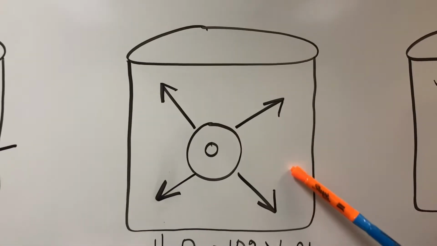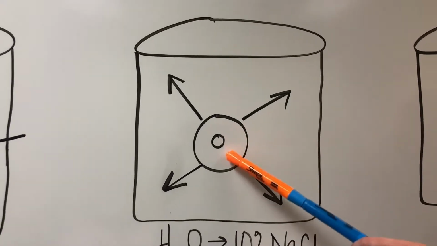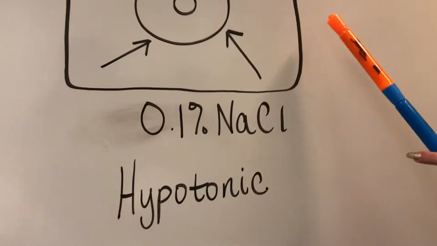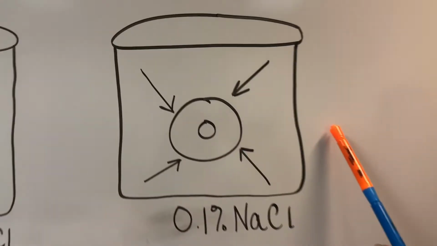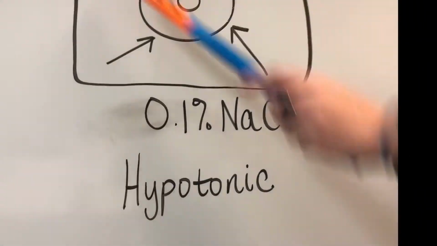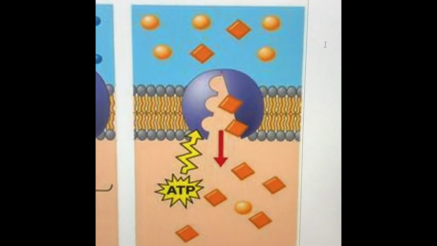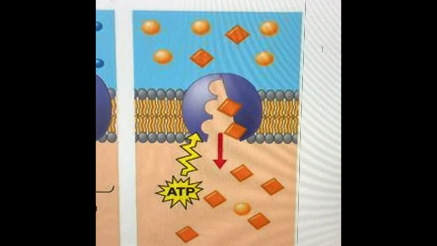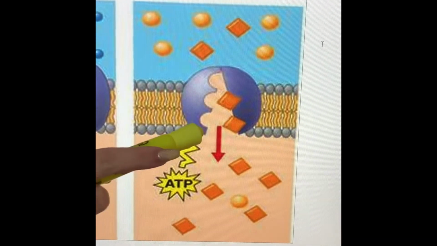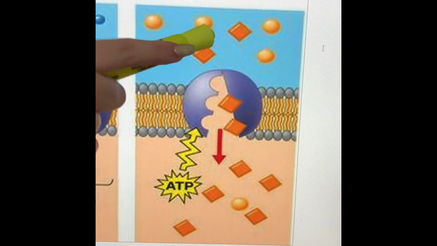Hypertonic, the water moves outside of the cell and the cell will shrink. Hypotonic, there is less salt and more water outside of the cell, so it will move into the cell. The cell becomes bloated and will burst. Active processes require energy. Active transport is the sodium-potassium pump. 3 sodiums go out and 2 potassiums come in.